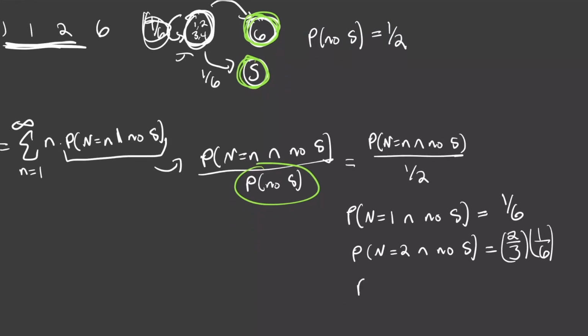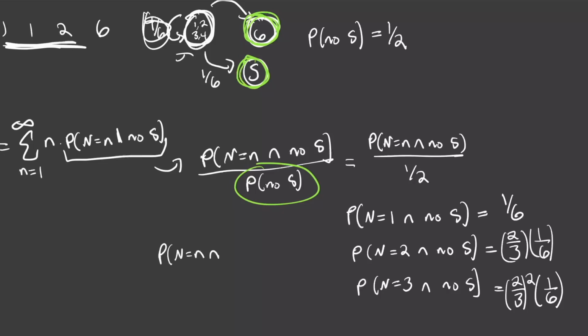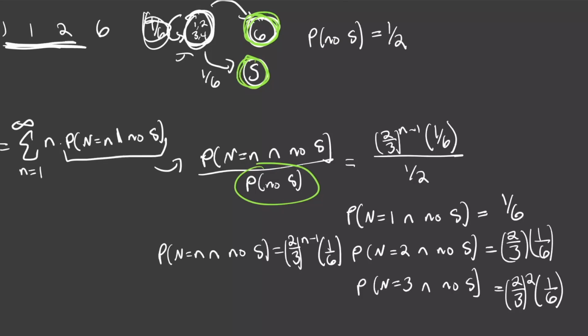And then this is going to continue. You can see the pattern now. The probability that n equals 3 and we get no 5 is just the probability that we get no 5 and no 6 on our first 2 rolls, so 2/3 to the power of 2, and then we get a 6 on our third roll with 1/6 probability. So in general, the probability that n is equal to little n, and basically we have no 5, is just going to be 2/3 to the power of n minus 1, and then 1/6 probability of getting a 6. So this is 2/3 to the power of n minus 1 times 1/6, which, when we divide this 1/6 by 1/2, just ends up being 1/3 on the top. So this is going to be our probability distribution right here.